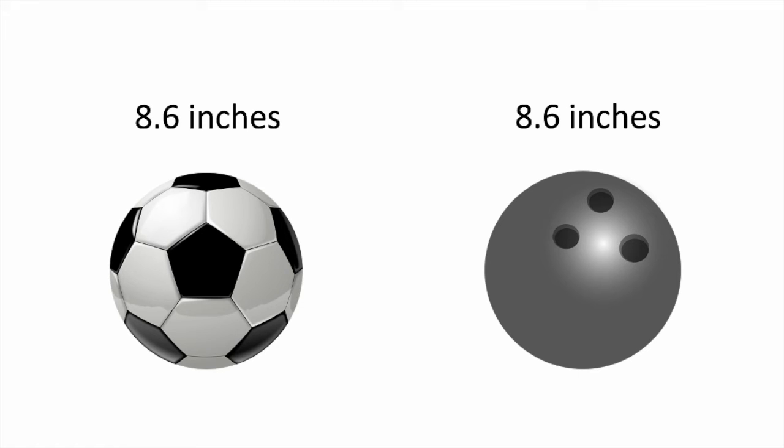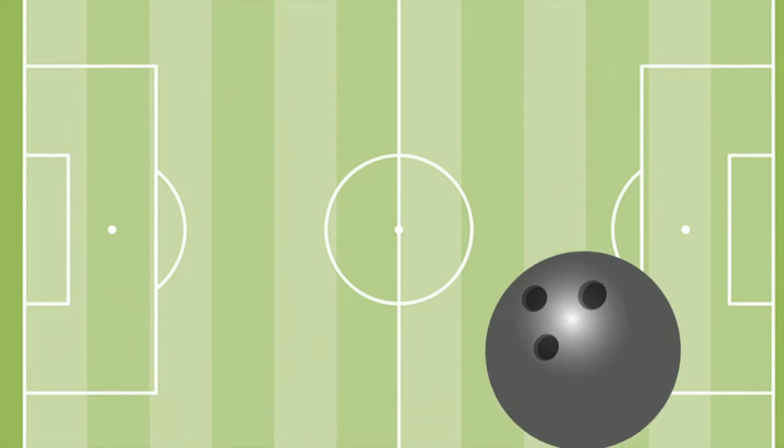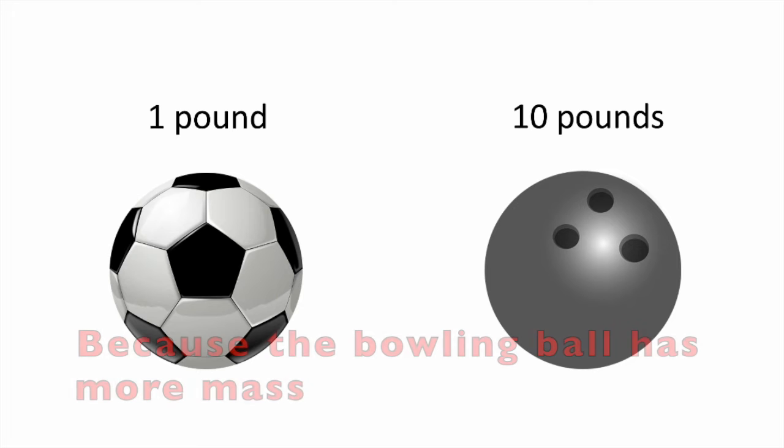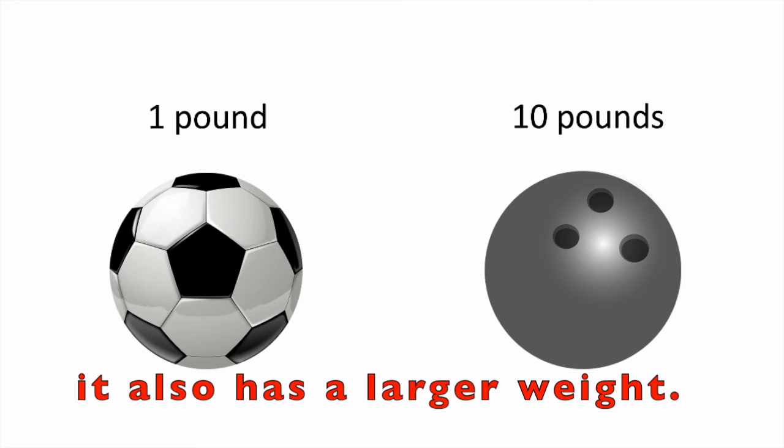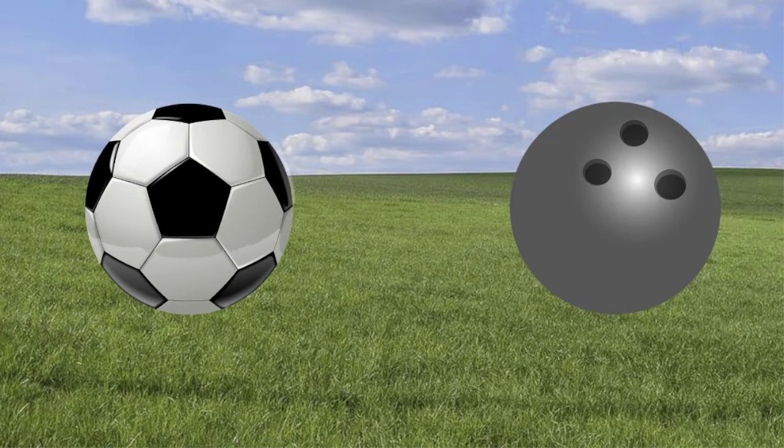Remember the soccer ball and the bowling ball? They're both the same size, but the bowling ball has more mass, and we can tell because it's harder to kick across the soccer field. Well, because the bowling ball has more mass, it also has a larger weight. The force of gravity between the bowling ball and the earth is greater than the force of gravity between the soccer ball and the earth.